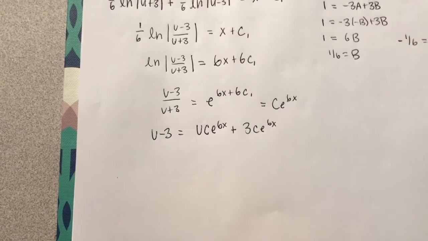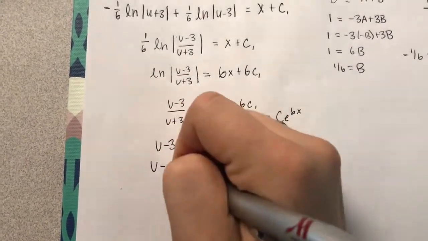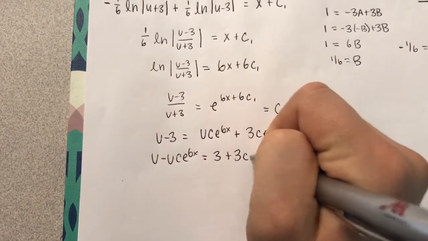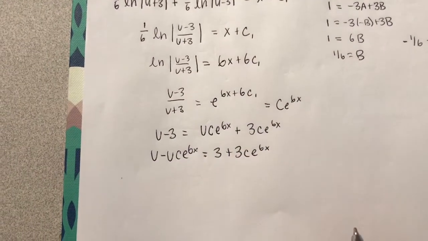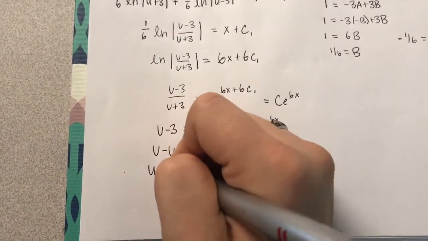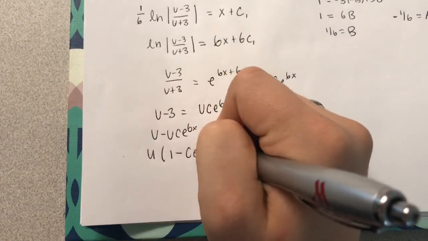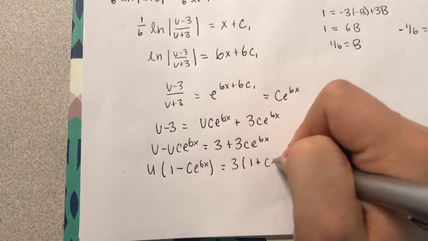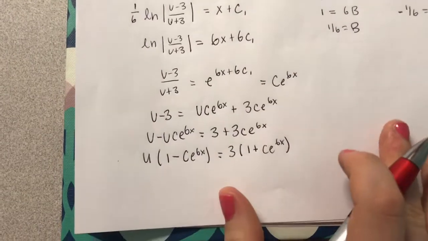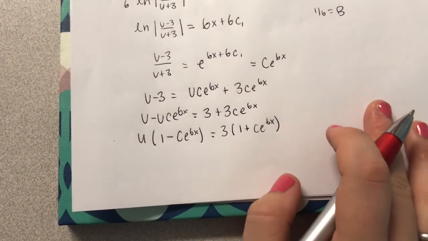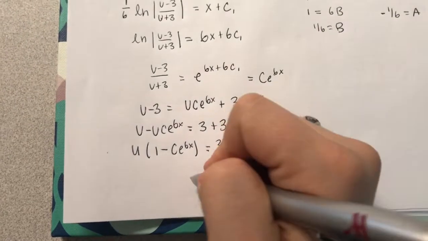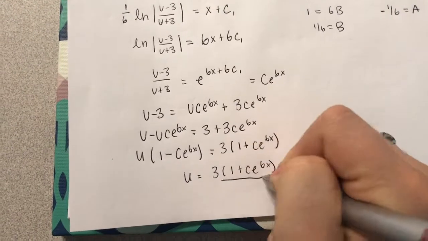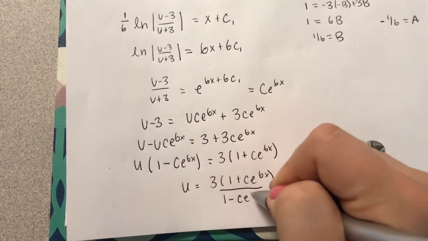Now I'm going to get my u's on my left, so I'm left with u minus u c e to the 6x. I'm going to add that 3 over, so 3 plus 3c e to the 6x. On that left side, I'm going to factor out the u, so I have u times (1 minus c e to the 6x) equal to, and factor out that 3, I'm left with (1 plus c e to the 6x). From here, I can divide by that left parentheses, so u is equal to 3 times (1 plus c e to the 6x) all over (1 minus c e to the 6x).